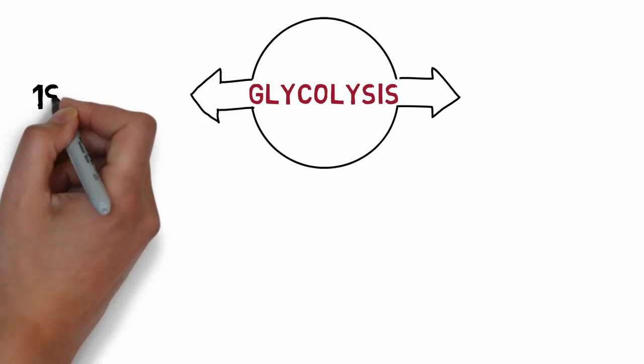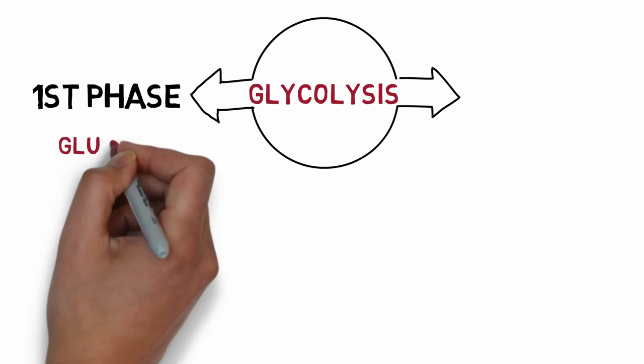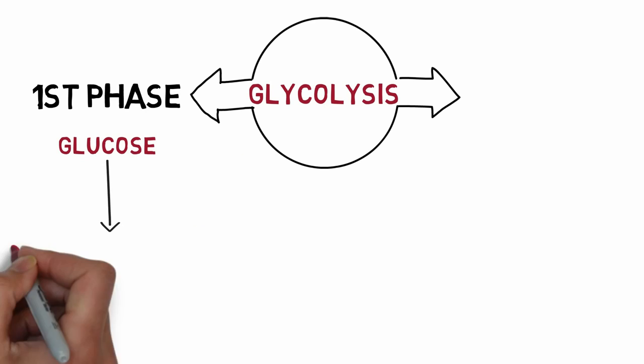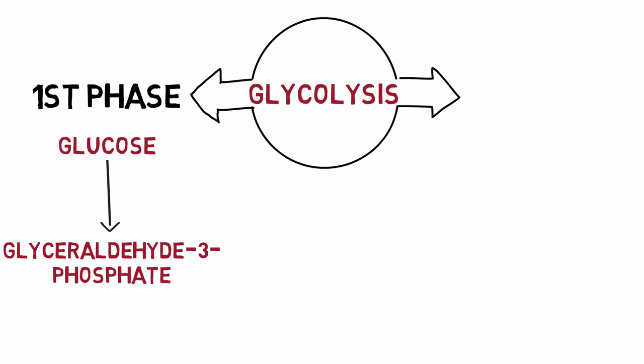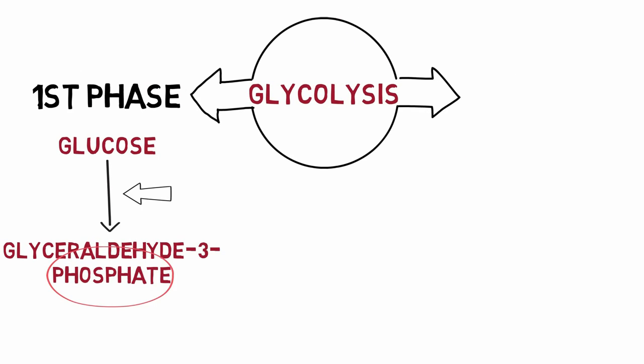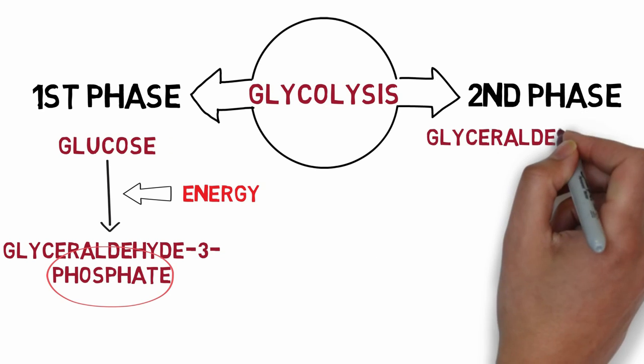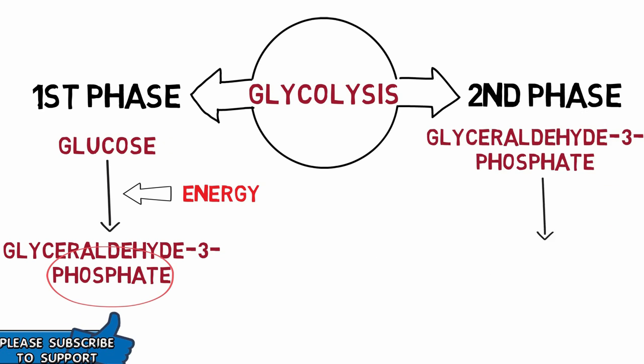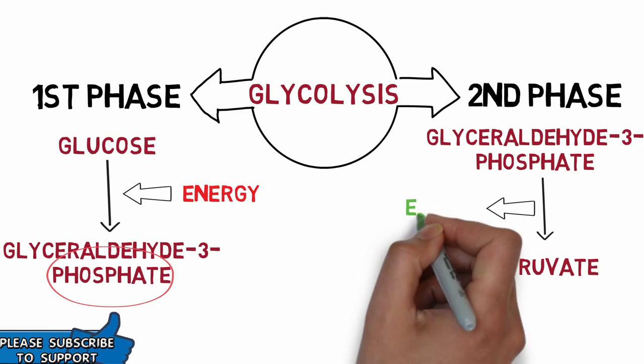The process of glycolysis takes place in 2 phases. In the first phase, the glucose is converted into 2 molecules of glyceraldehyde 3-phosphate. Since this conversion involves addition of phosphate, the first phase actually uses energy instead of producing it. In the second phase, the glyceraldehyde 3-phosphate is converted into pyruvate, and it is in the second phase that energy is actually produced.